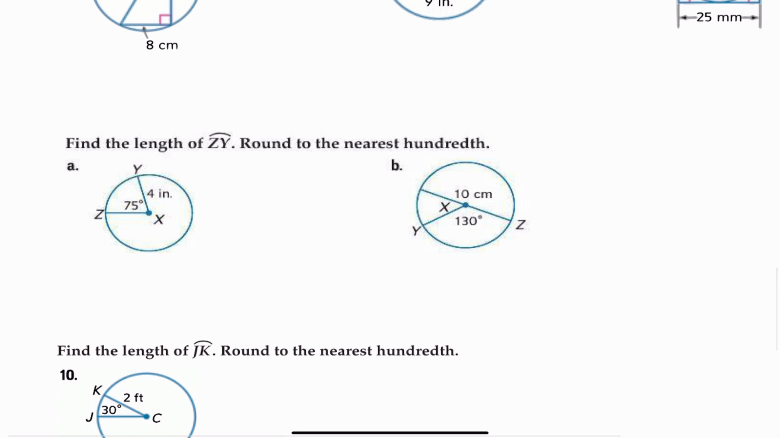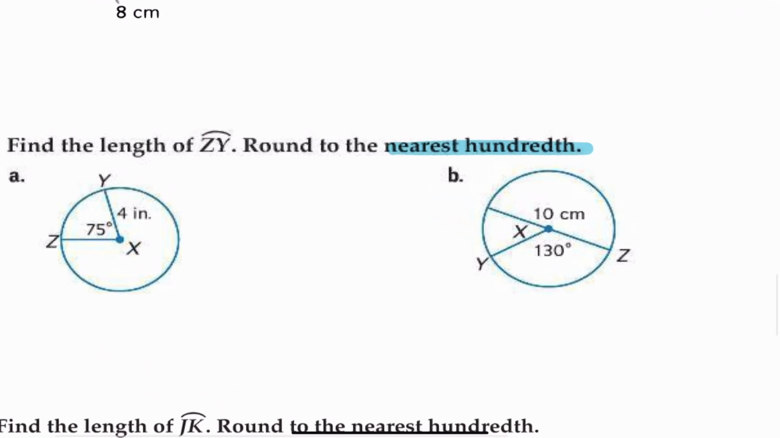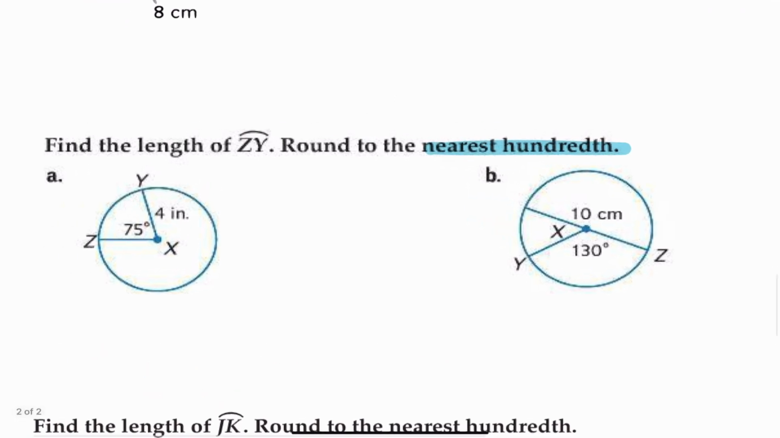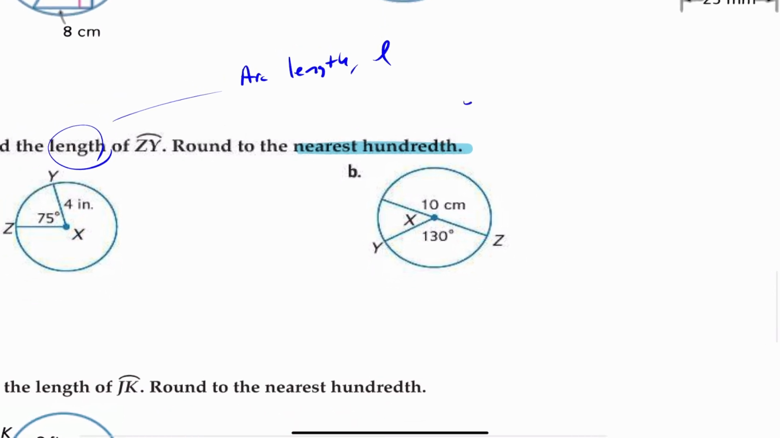Find the length of arc ZY, round to the nearest hundredth. Okay, good. So we're gonna round to the nearest hundredths here. Whenever you're asked to find the length of arc ZY, you gotta recall the arc length formula. So arc length, we're gonna call that L. So to find the arc length, it's L equals x over 360 times the circumference, 2 pi r. Okay?